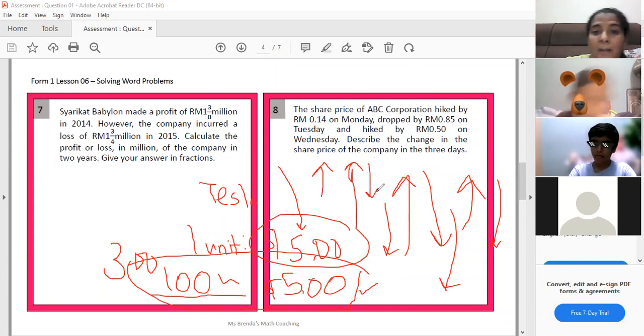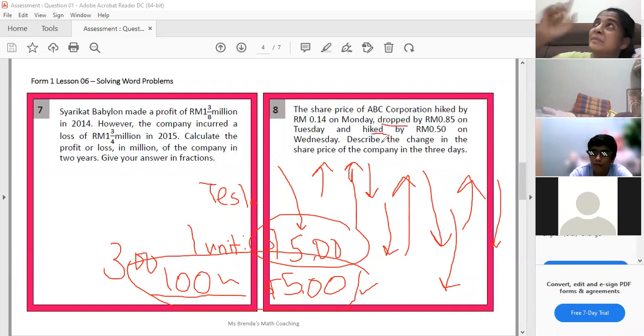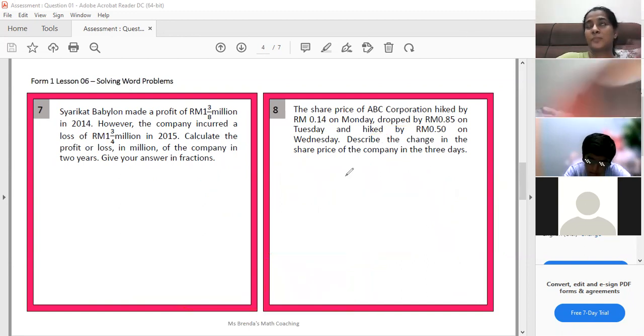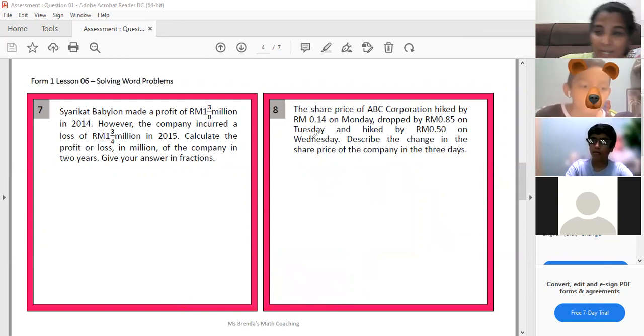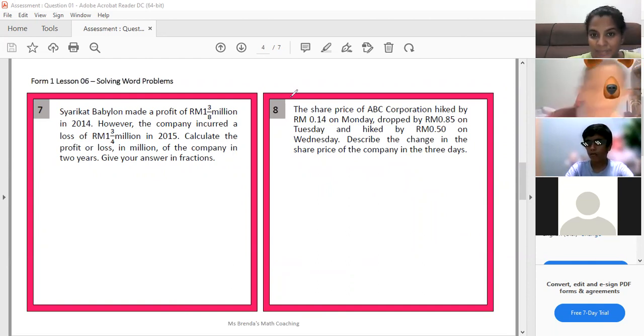Now the movement of up is positive, the movement of down is negative. And they can use words like dropped, hiked. Hike means go up. Dropped means go down. You understand now? So shares are ownership of a company. You also can go and buy shares and become small, tiny owners of big companies.